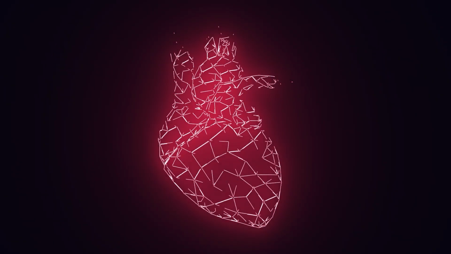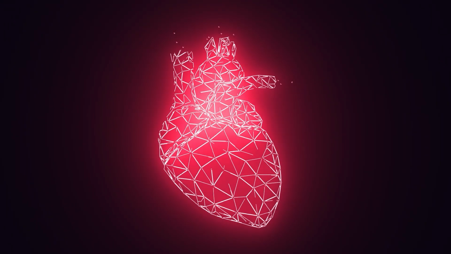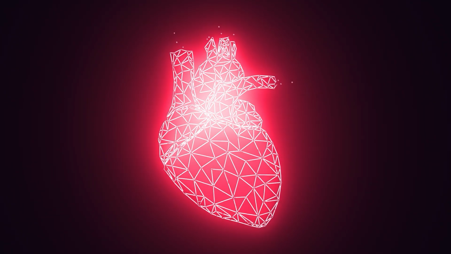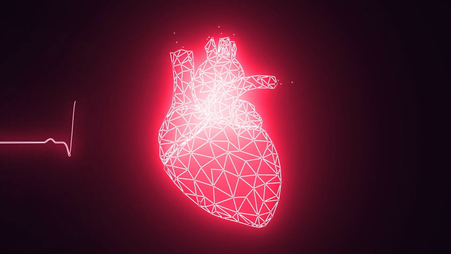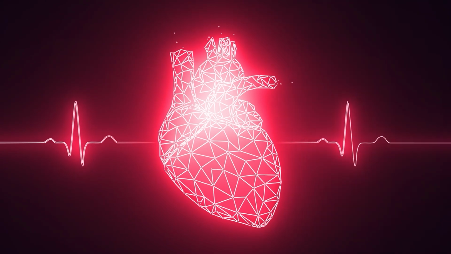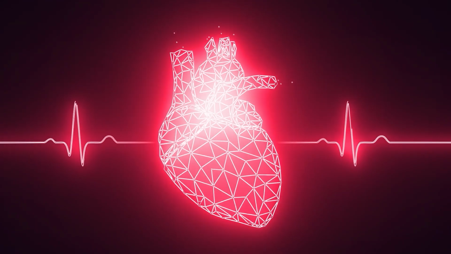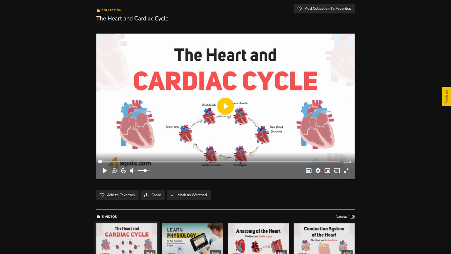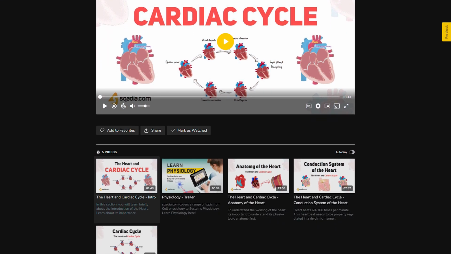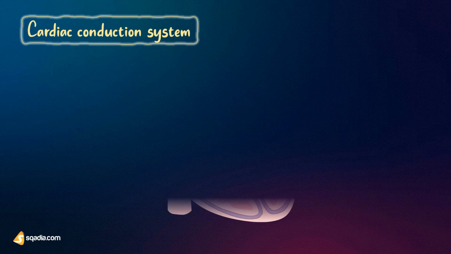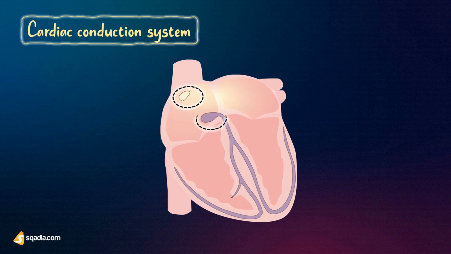The contraction of cardiac muscle is modulated by the cardiac conduction system. This system of specialized myocardial cells generates and conducts excitatory impulses in the heart. To know more about the conduction system of the heart, you can watch our video under the title, The Heart and Cardiac Cycle. The conduction system of the heart contains two nodes, both located in the right atrium.